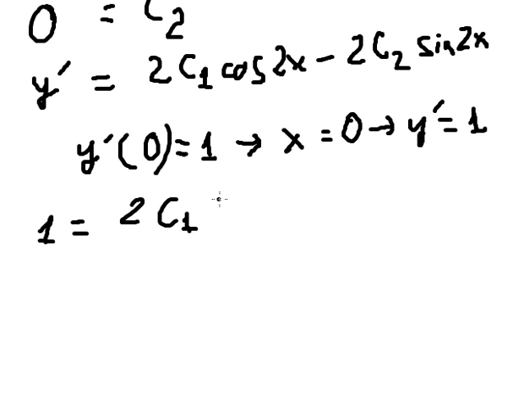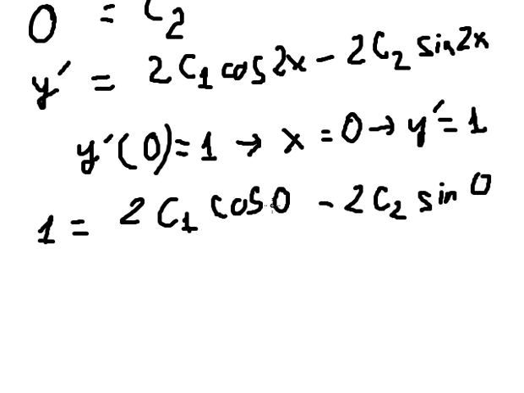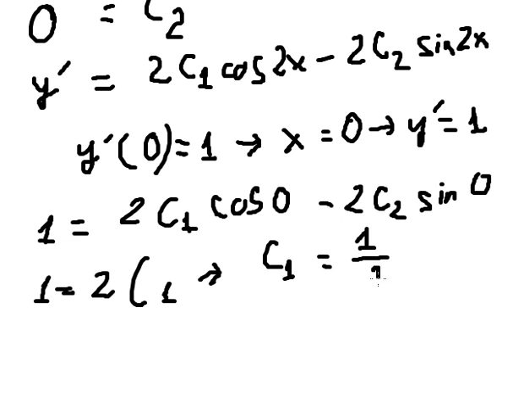This one we have cosine of 0, and this one we have sine of 0. Cosine of 0 gives us 1. Sine of 0 gives us 0. So we have it like this, and now we have c1 equals 1 over 2.